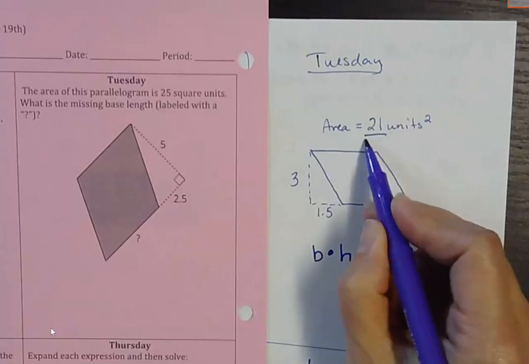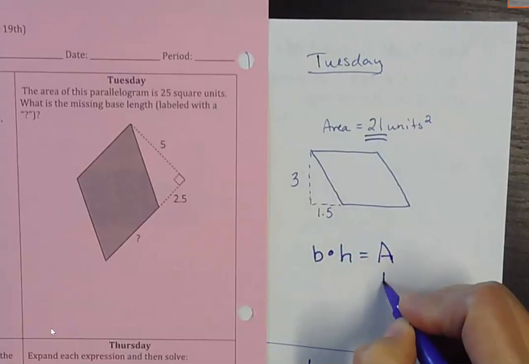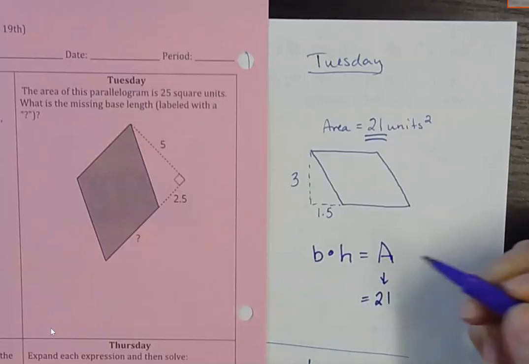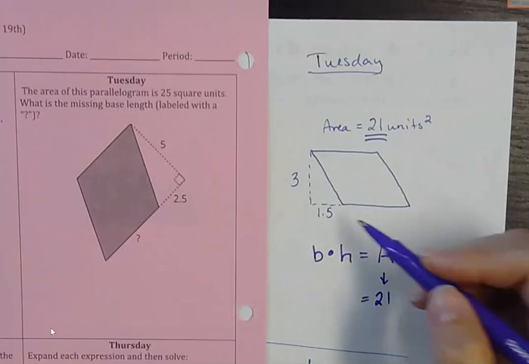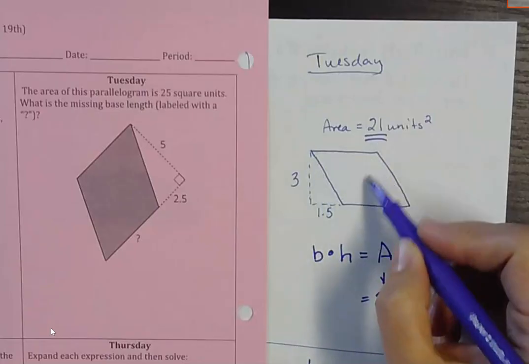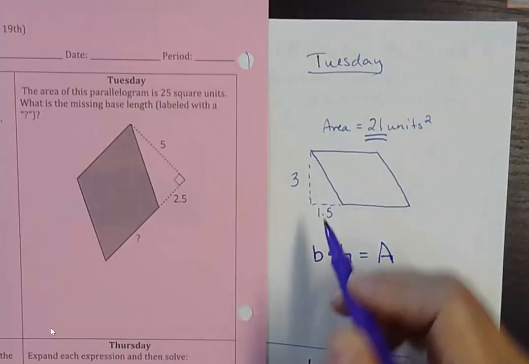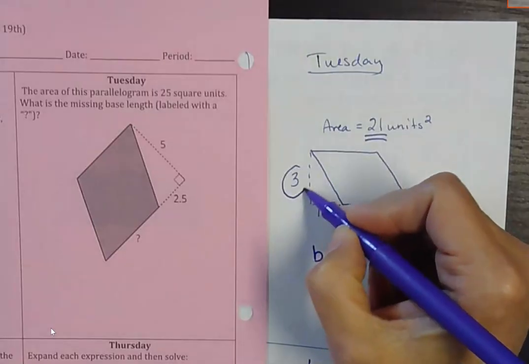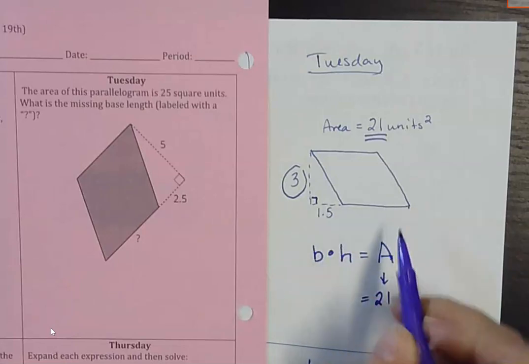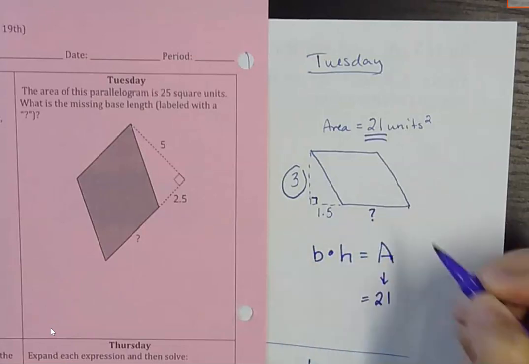I have my area, so I'm going to take out this and put in 21. All right. What other information do I have? Do I have any of the sides? Because remember the base has to be a side, but I don't have any measurements on the actual sides. But I have this right here. This would be my height because it's going to meet at 90 degrees from this side, which means that this is my base. That's the side I'm missing.